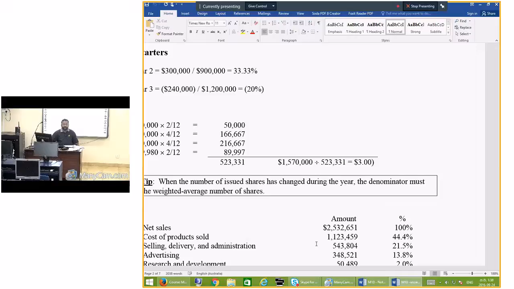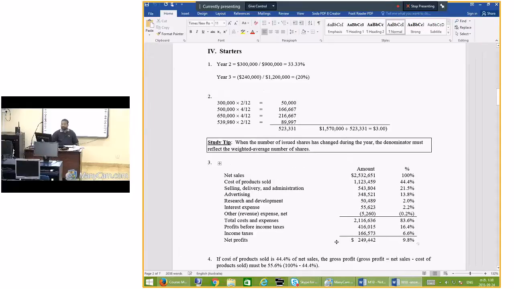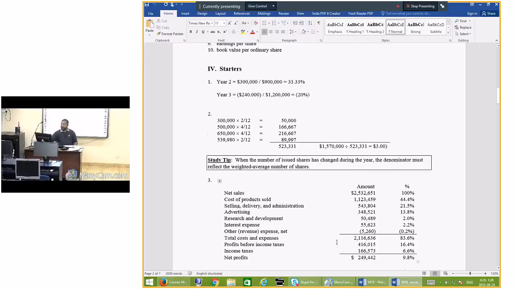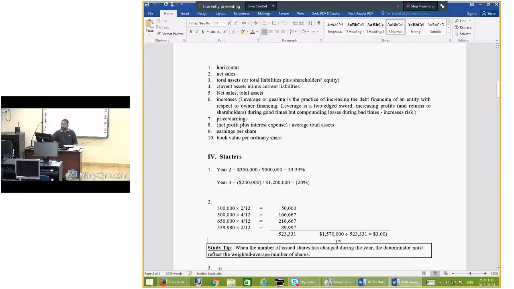This is based on the weighted average number of shares held in the company. Otherwise, there is no other way to calculate the number of shares in the company. Therefore, average 3 rupees per share.